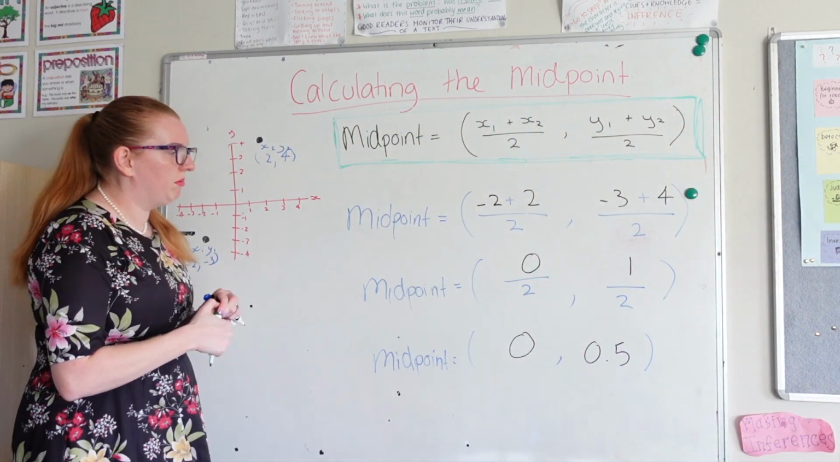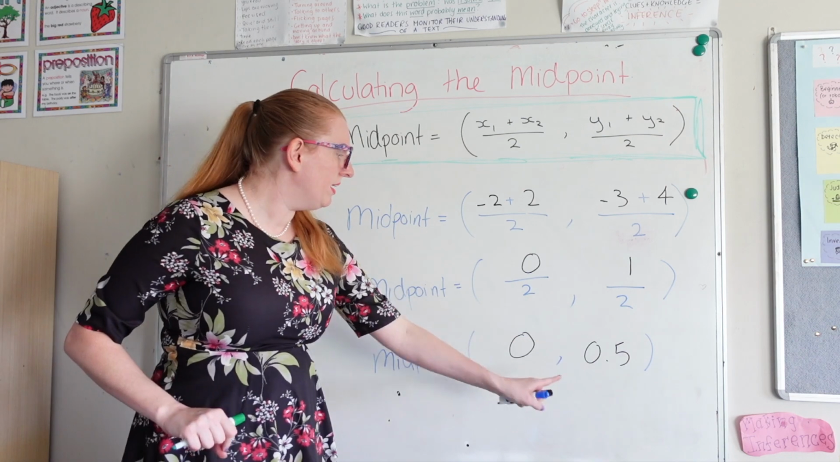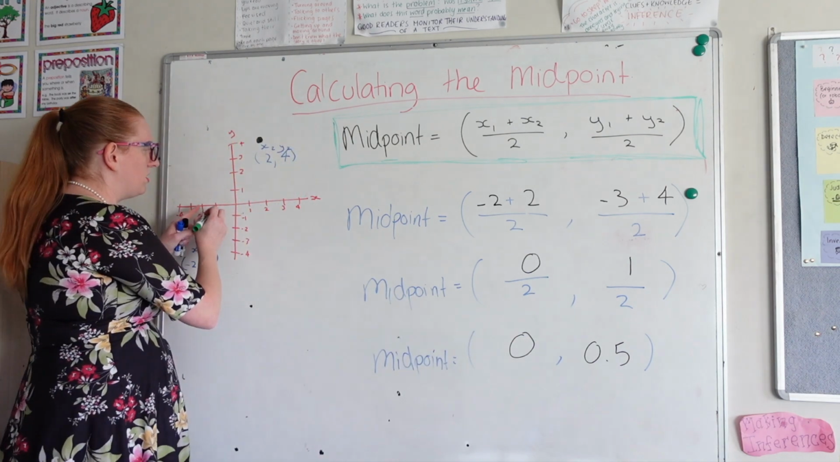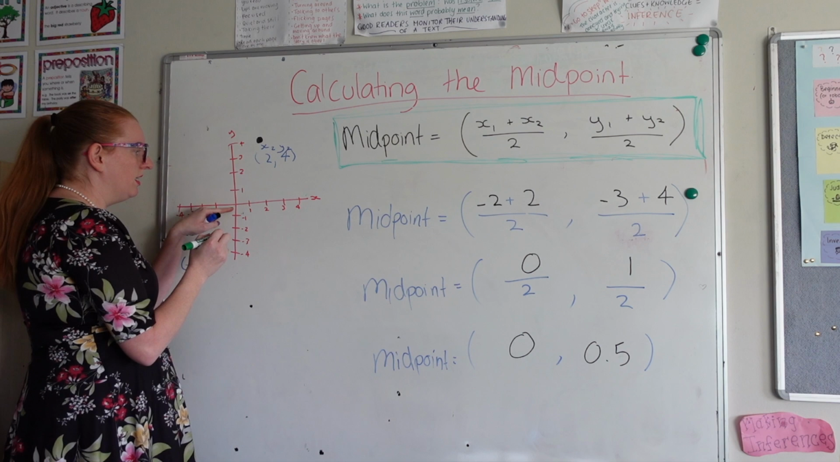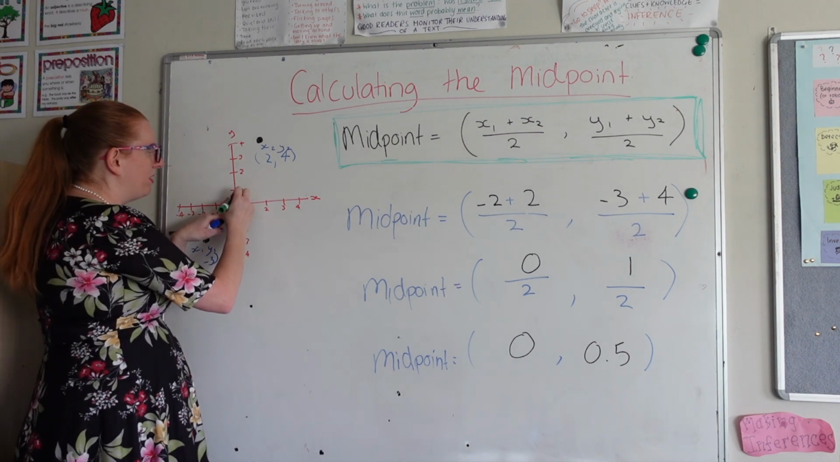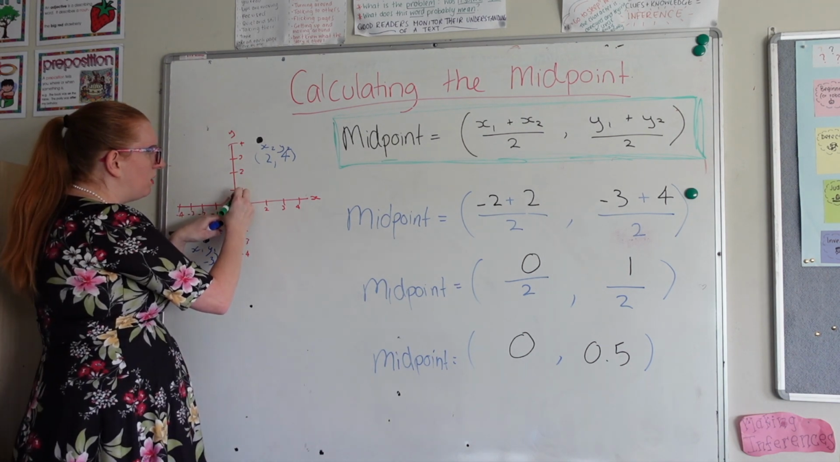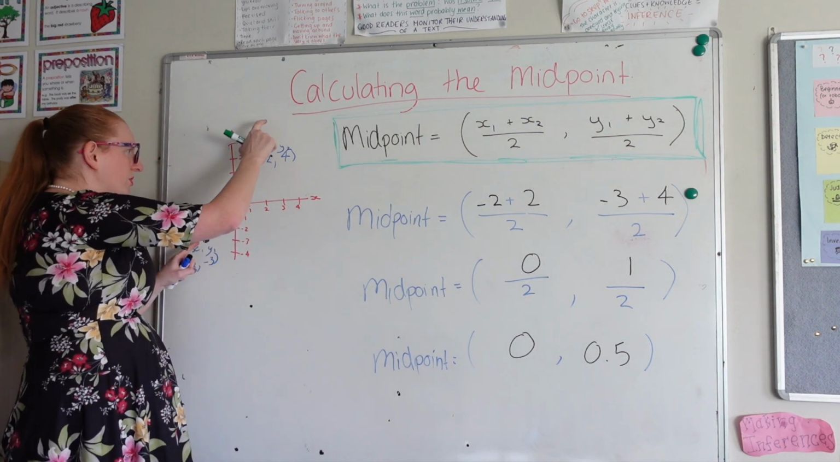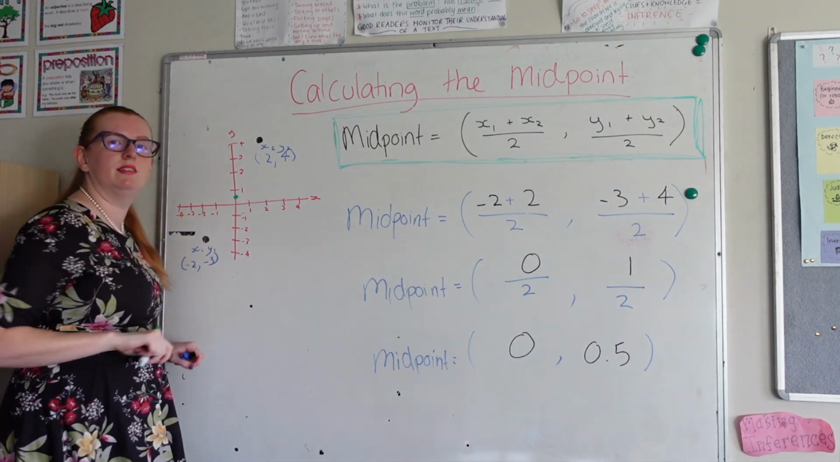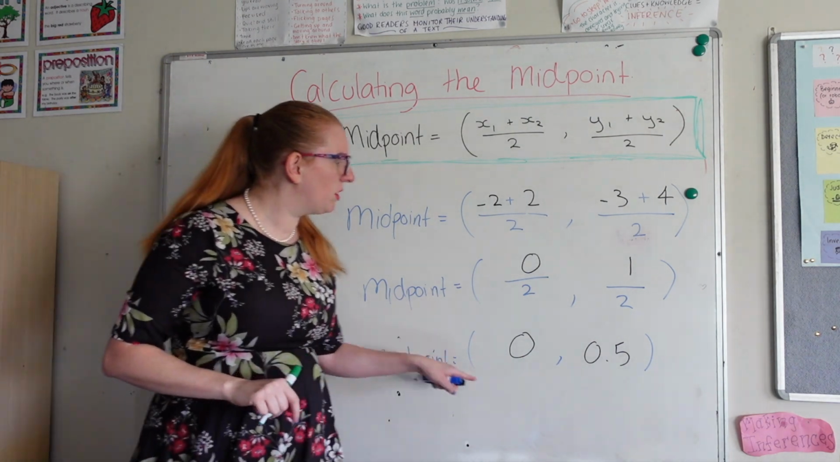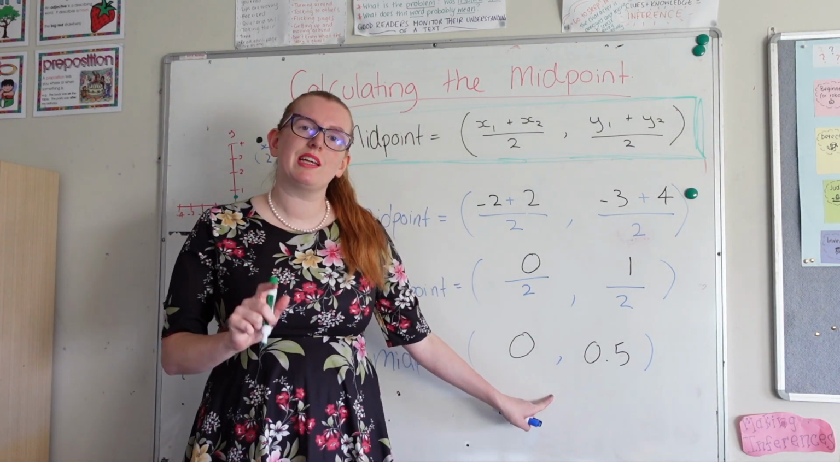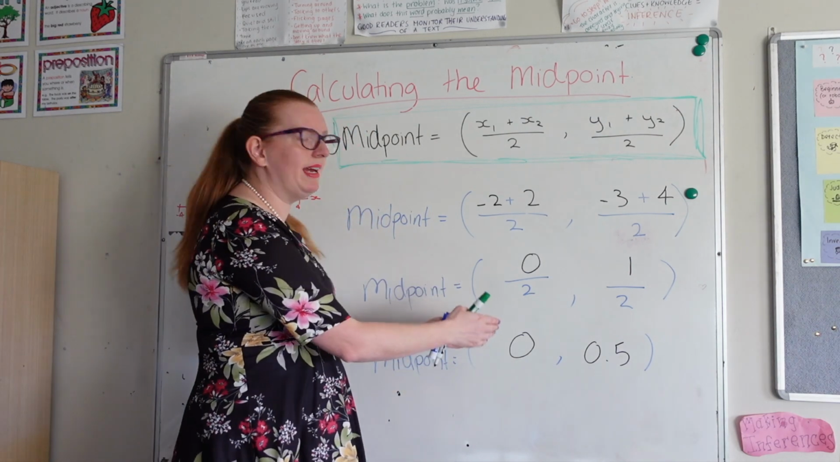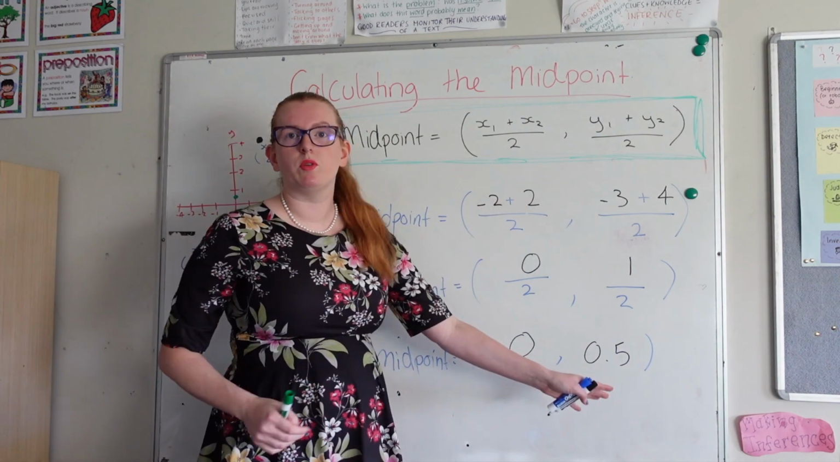My x value is 0, because x comes before y, so I'm going to go across to 0, which is here, and then I'm going to go up to 0.5, which is halfway between 0 and 1, so it's there. So the midpoint between these 2 points is right there. Awesome. That's why we've got brackets with a comma in the middle, because what you're trying to calculate is halfway between the x values and halfway between the y values.